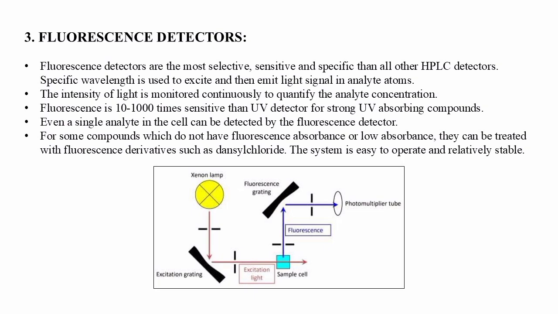For some compounds which do not have fluorescence absorbance or have low absorbance, they can be treated with fluorescence derivatives such as dansyl chloride. The system is easy to operate and relatively stable.